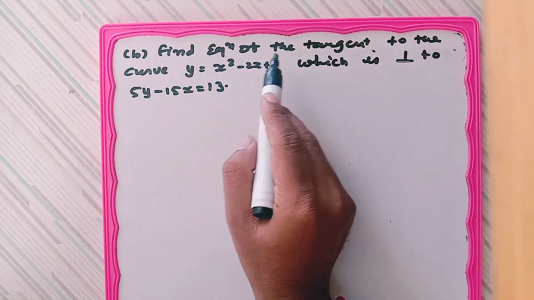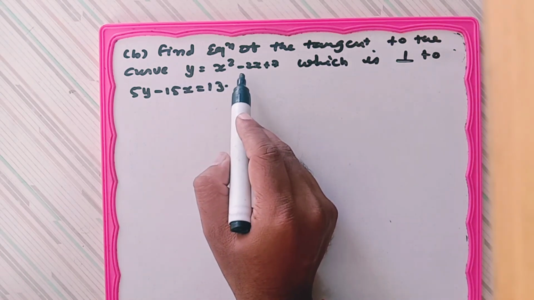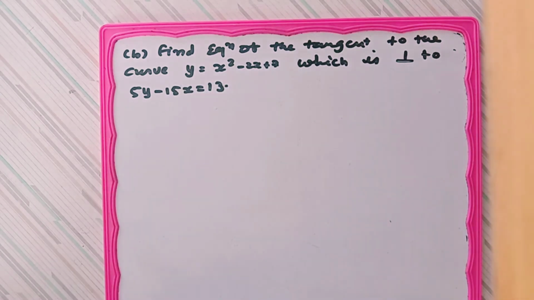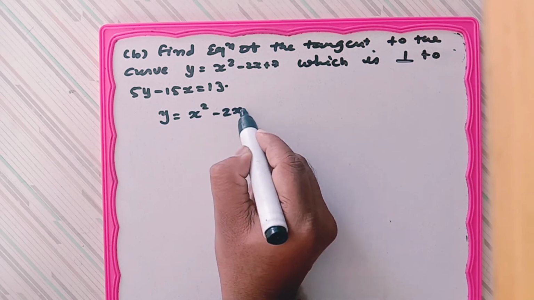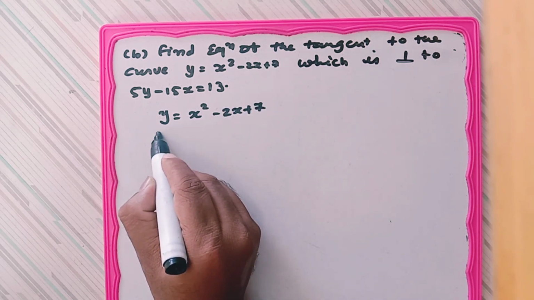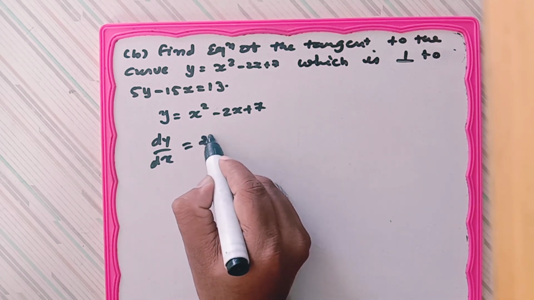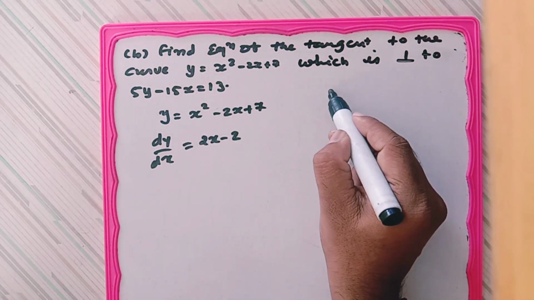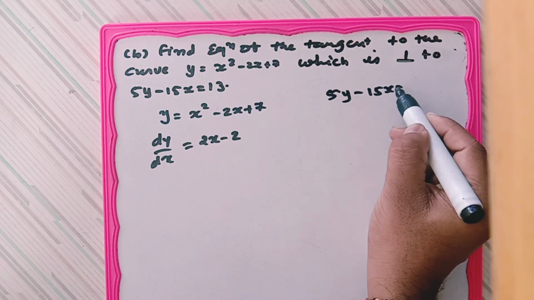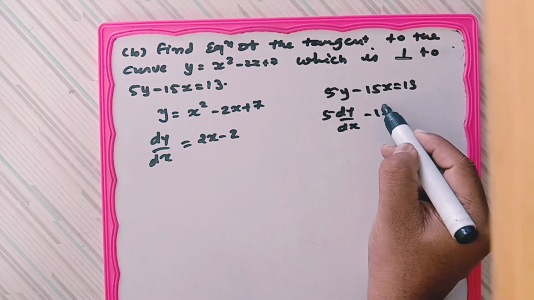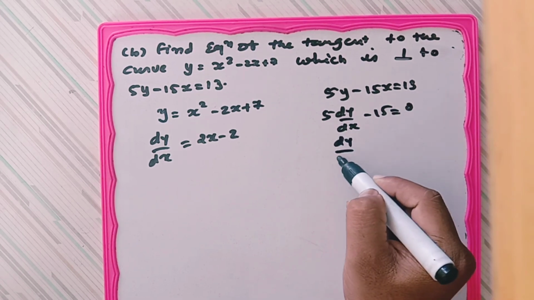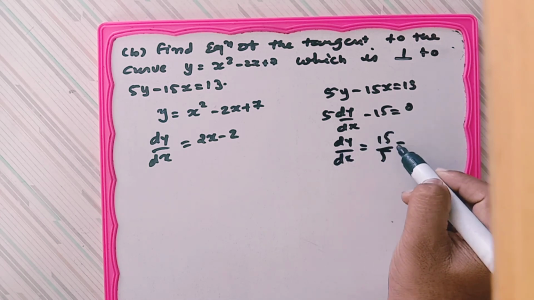Now again it is given: find the equation of tangent to the curve y equals x square minus 2x plus 7, which is perpendicular to 5y minus 15x equals 13. This is the second question of question 15. So here y equals x square minus 2x plus 7, and so dy by dx will be 2x minus 2. And here 5y minus 15x equals 13, so 5 dy by dx minus 15 equals 0, and so dy by dx equals 15 by 5, which equals 3.